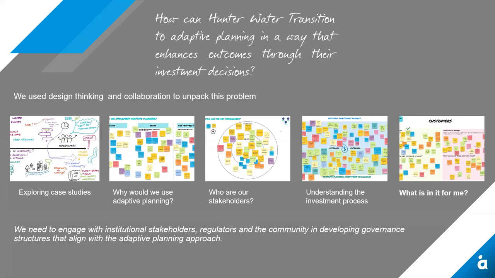So this is a workshop that we did with our colleagues at Hunter Water just to look at how we might be able to transition to adaptive planning in a way that enhances outcomes through investment decisions. And the key thing that came out of that was that we need to engage with our institutional stakeholders, regulators and communities to develop all the governance structures and all the other things outside of the adaptive plan that will align with and help us implement that adaptive planning approach.